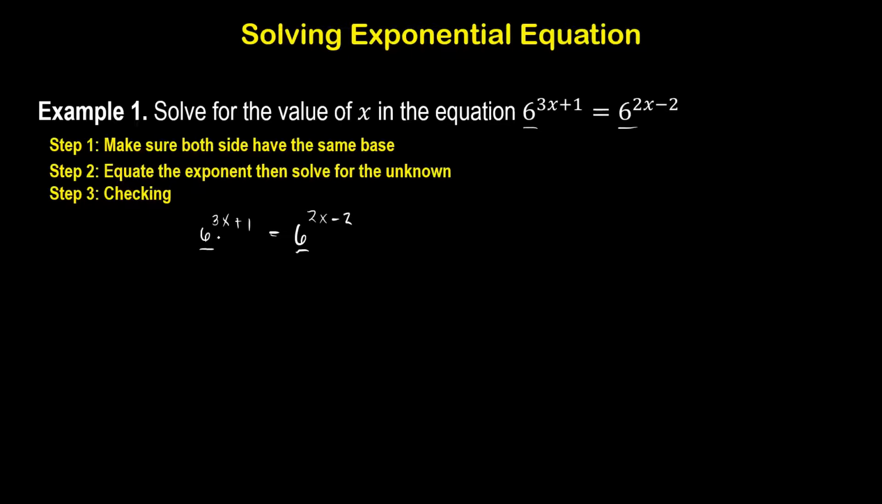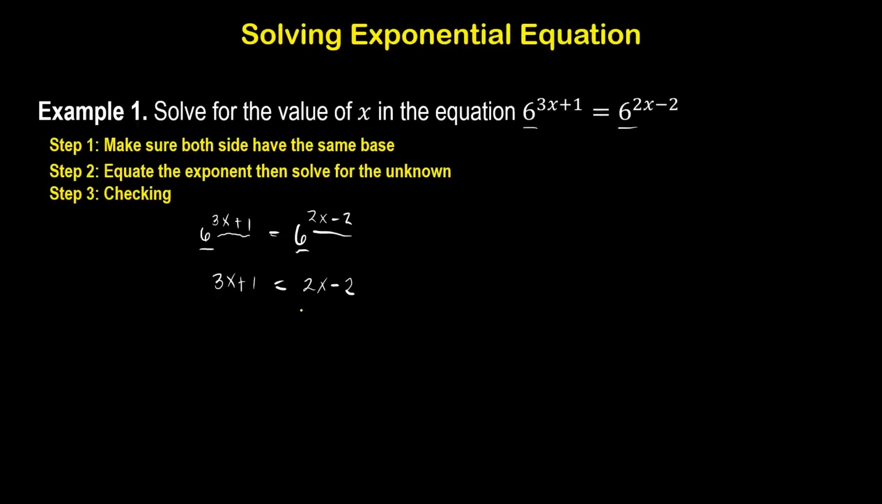So, we can now proceed to step 2, which is to equate the exponent. So, dito, we just simply write the exponent. Equate lang natin yung dalawang exponent. So, here we have 3x plus 1, yung exponent ng left side, and equate lang natin sa exponent ng right side, which is 2x minus 2. Then, ang next natin gagawin dito is to solve for the unknown variable or to solve for the x.